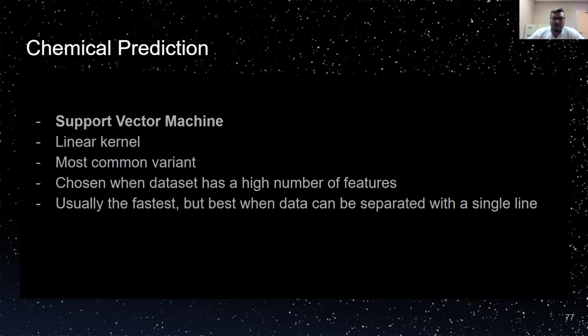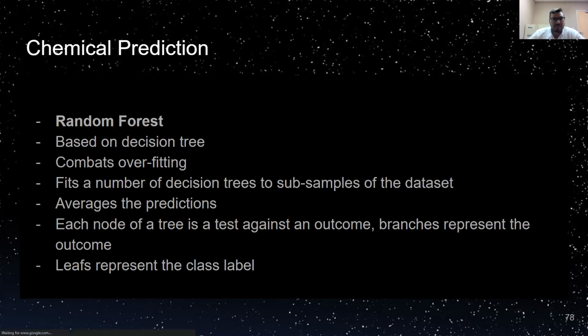In this work, we use a linear kernel, which is the most common variant. This is chosen when a data set has a high number of features, like in this work, it could be upwards of 300 pretty easily, depending on the window size and the amount of sensors that are used as well. It's usually the fastest, but only when data can be separated with a single line, which may not be the case with a multi-class problem like this.